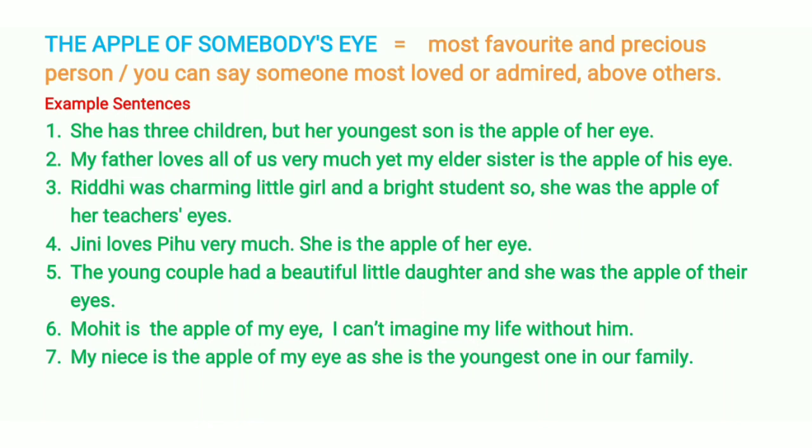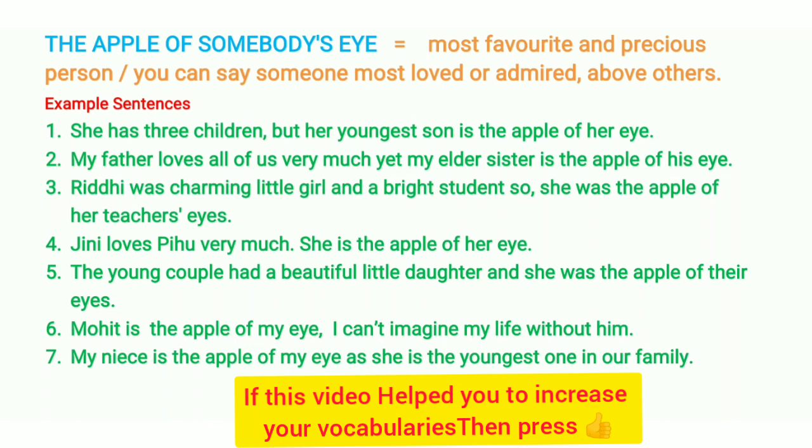Here I have given 7 sentences as an example. Let's check on them. First, she has 3 children, but her youngest son is the apple of her eye. Next, my father loves all of us very much, yet my elder sister is the apple of his eye.